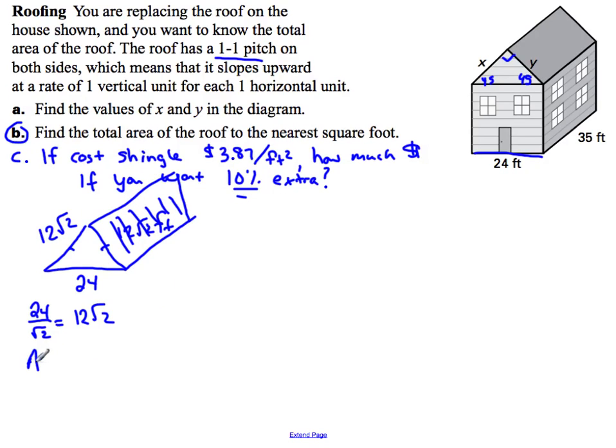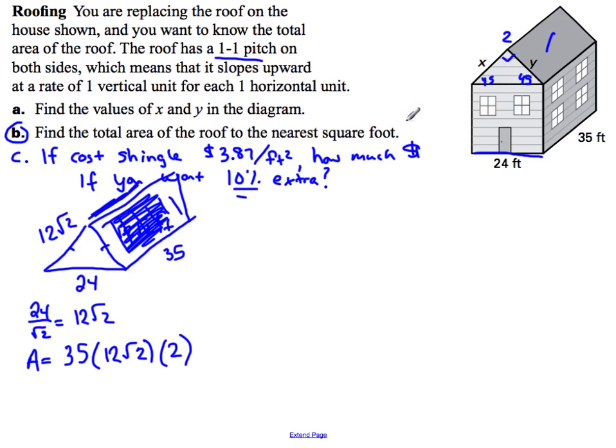So in this case, area is going to equal 35, because that's the base of this rectangle, times 12 square root of 2. And we're actually going to multiply this by 2, because there's the right side, and there's also a left side over here. There's a roof part over here. So there's one side here, and the second side's on the left side. When we multiply this out, the exact answer, which we probably don't want, is 840 times the square root of 2. To the nearest foot, when we calculate this, that's 1188 square feet. So that's the answer to part B.